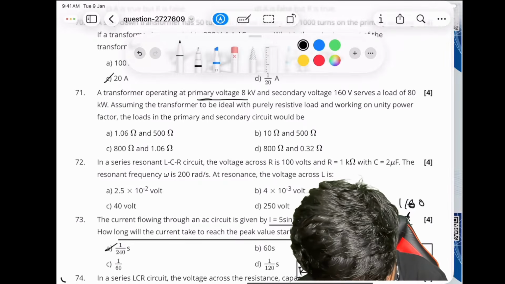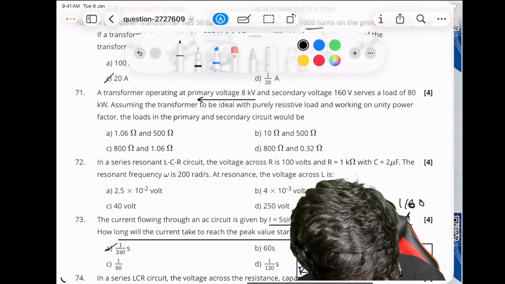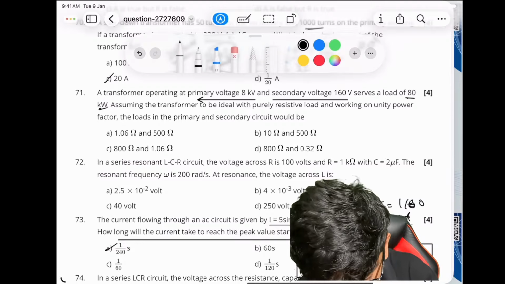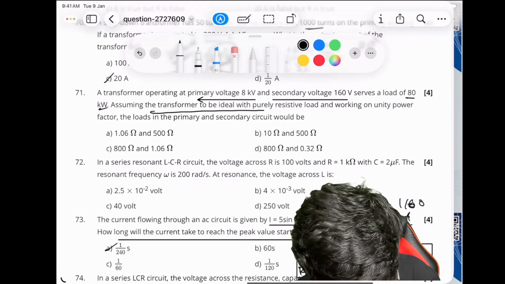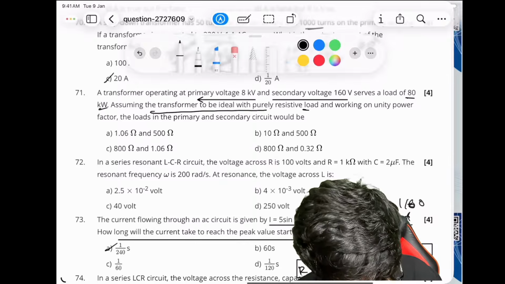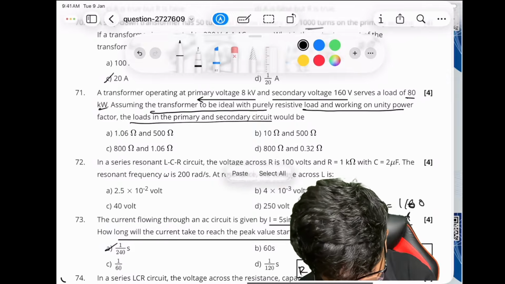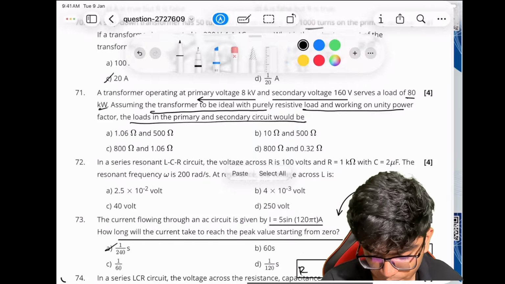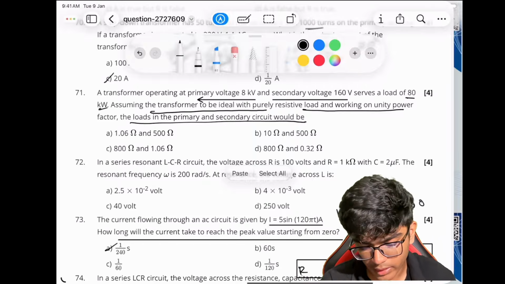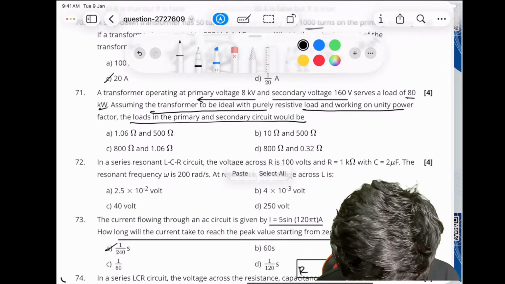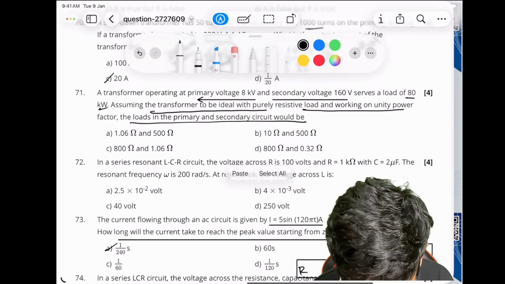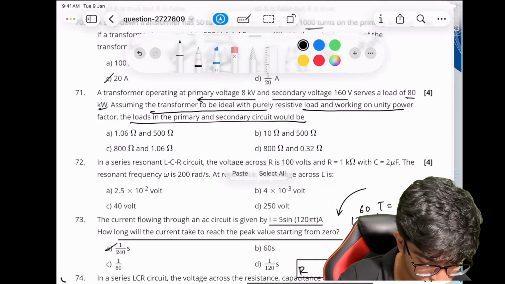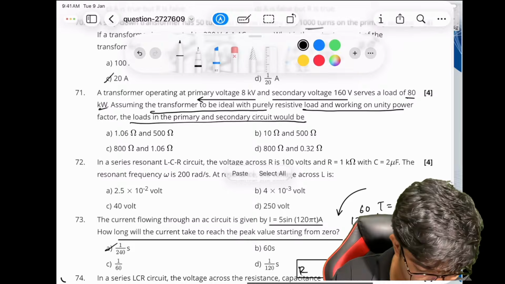A transformer operating at a primary voltage of 8 kilovolts and secondary voltage of 160 volts serves a load of 80 kilowatts. Assuming the transformer to be ideal and the load purely resistive, working on unity power factor, the primary and secondary circuit loads would be the voltage. The secondary voltage drops, correct?